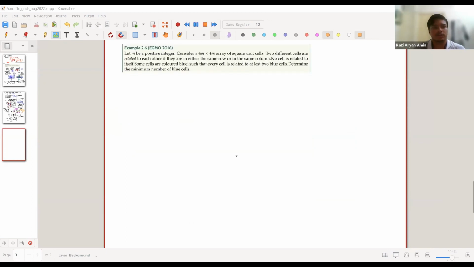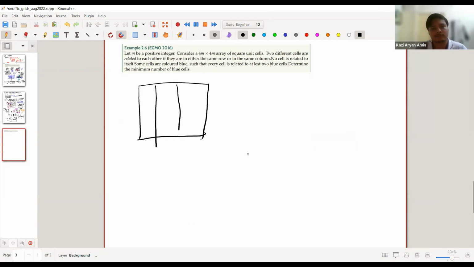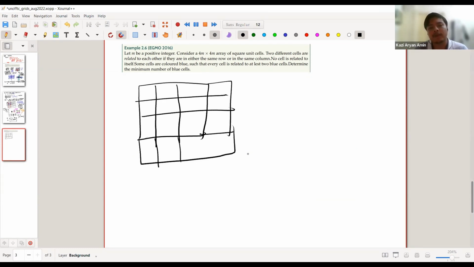So this is one problem where you will see how useful it is to view tokens as a subgraph of K_{m,n}. So we'll come to that. First of all, does everyone understand what the problem is trying to say? So you have a grid, 4m cross 4m, and you have some cells in them, and you mark some of the cells blue, right? So just mark them blue.